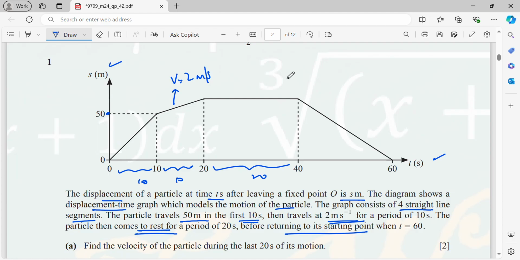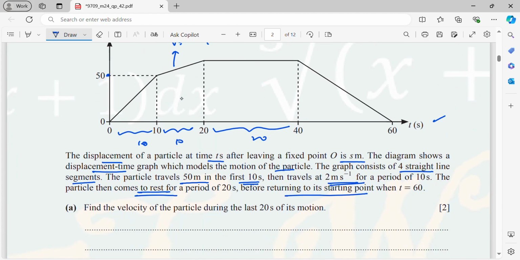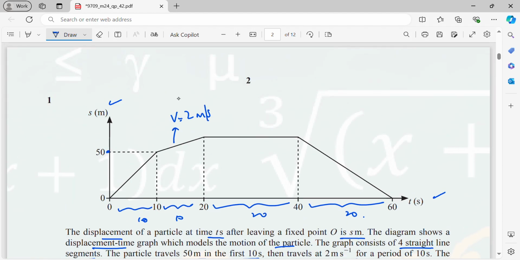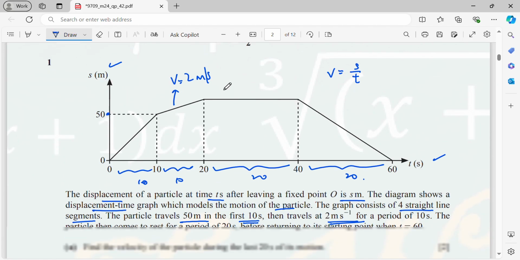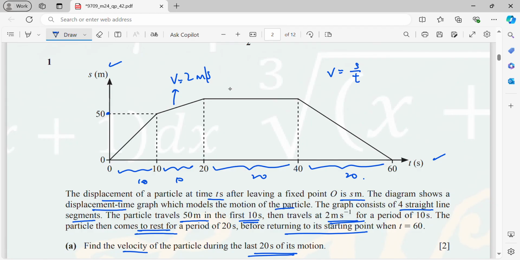Now, part A. Find the velocity of the particle during the last 20 seconds of its motion. So that means here is 20. Now, we know that velocity is basically displacement over time. So now I need to find out what is the displacement that has been traveled by the particle for the first 40 seconds.